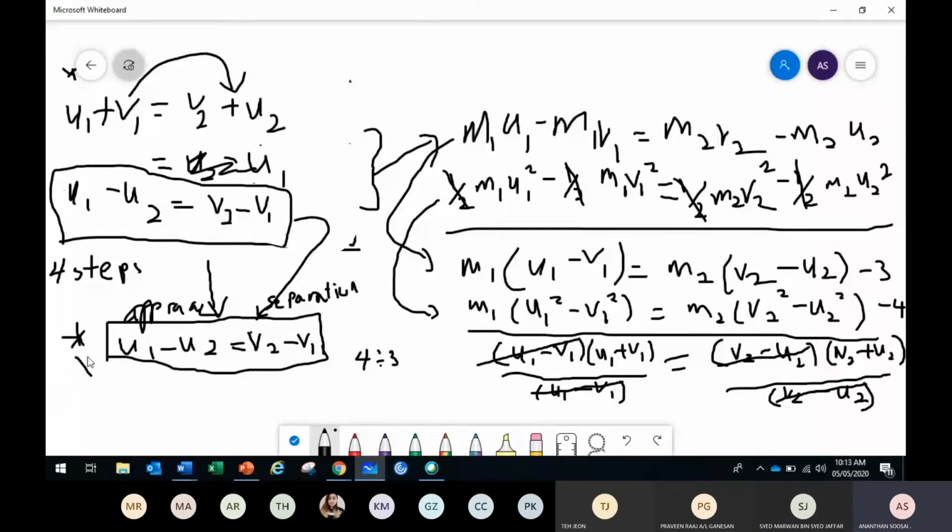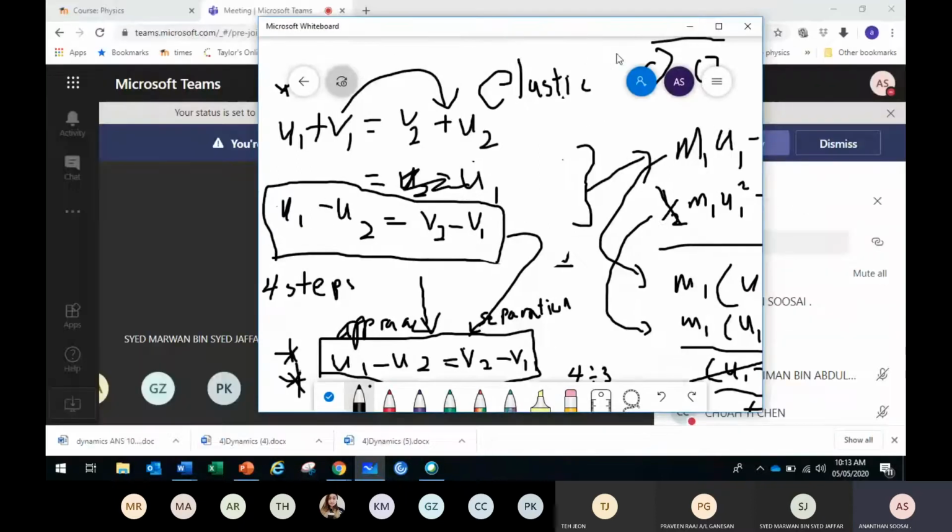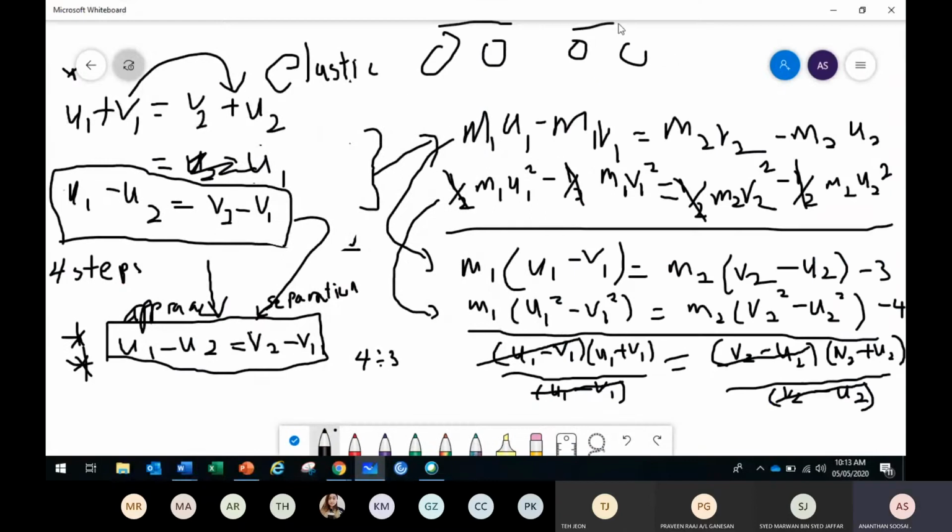Please memorize this. Don't mix up the U1 and U2. Don't say U2 minus U1. Always U1 minus U2, and V2 minus V1. This formula only works for elastic collision. If it's not elastic, you can't use this. And another one, this formula is only correct by assuming all the particles, before and after, are moving to the right.